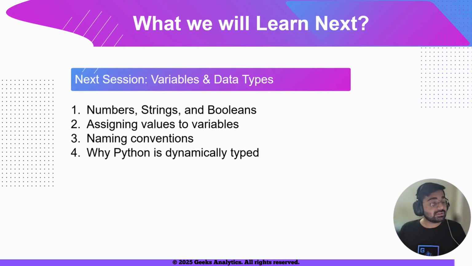In the next session, we'll learn how to store and work with data using variables. We'll explore different types of data like numbers, text, and booleans, how to assign values to variables, what the best practices are for naming these variables, and why Python is a dynamically typed language. This will form the basis of writing some real Python programs.